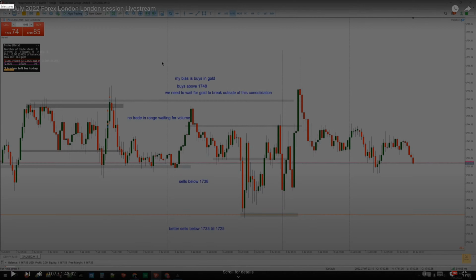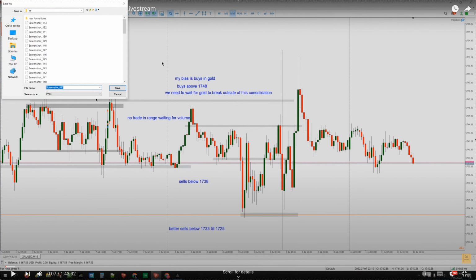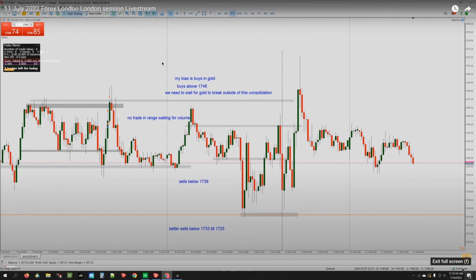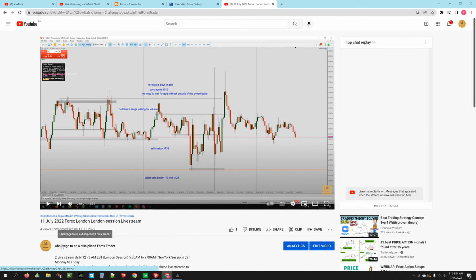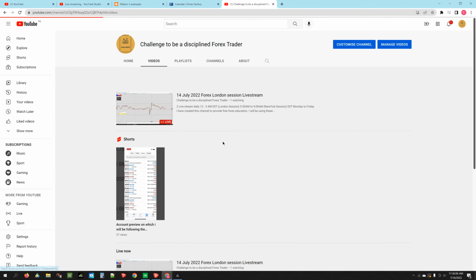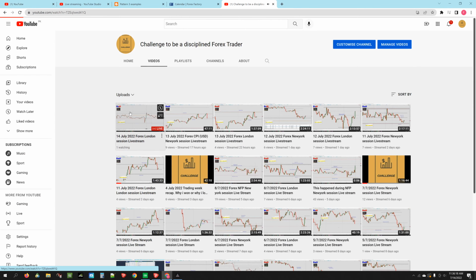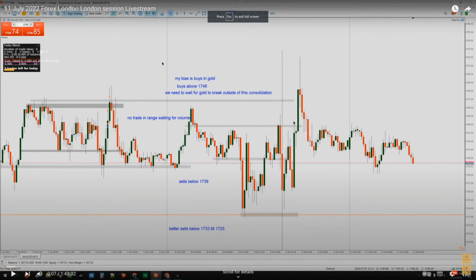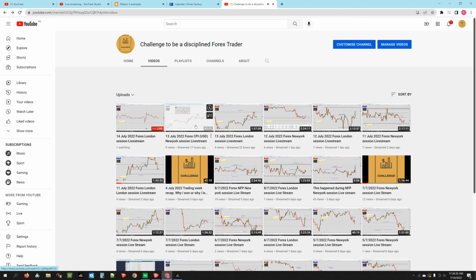I want basically a screenshot of these two trades, these two patterns, and I will be looking at these patterns in detail later on.